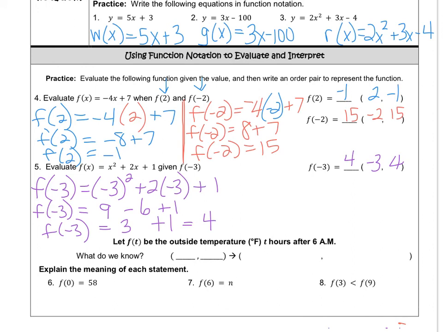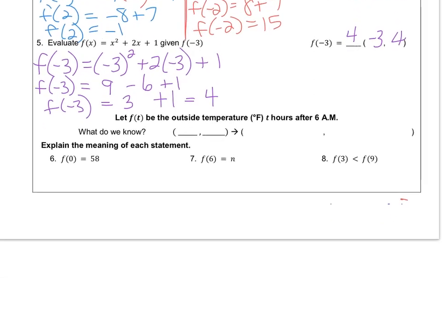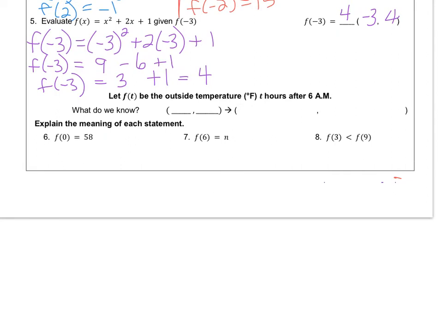Okay, as long as you were able to square your negative 3 correctly, which negative times negative becomes positive, and you got your 6 as a negative, then I'm sure you got this one correct. All right, so let's look at the last 3. The last 3, they're giving us some information. They're wanting a function of f where our input, t this time instead of x, is the outside temperature, however many hours after 6 a.m.